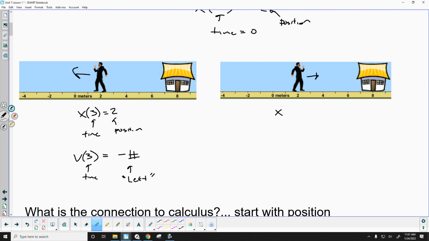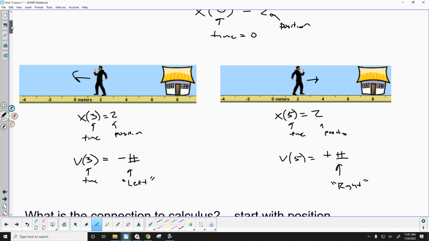Maybe this guy goes to the left, he comes back, he's back at this position of 2. Maybe he's at the 5th second. He's at a position of 2. But maybe my velocity at this time is now positive because I've returned to this spot. And we'll think of this as moving right. We'll see why it's moving right.